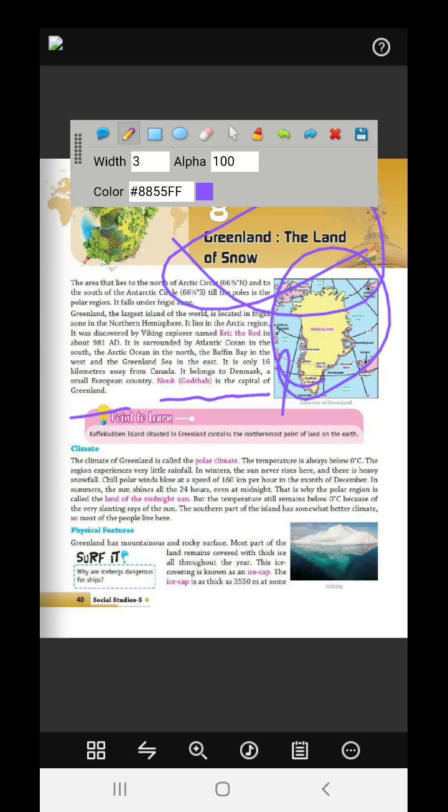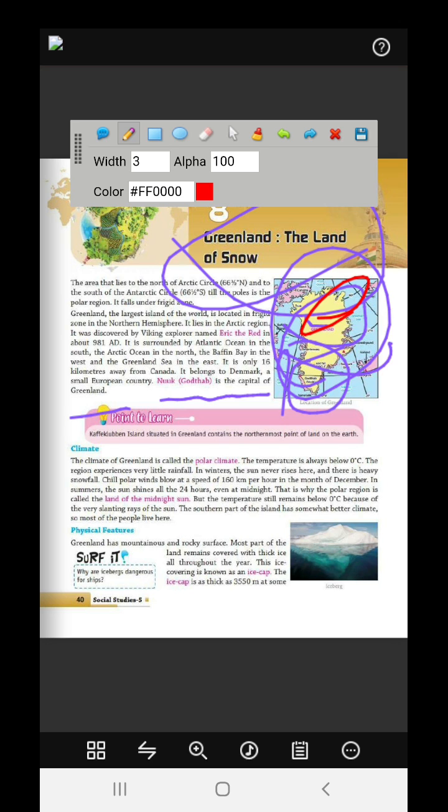The southern part of the island has somewhat a better climate. So most of the people live in the southern part of the island. Like this part actually. You see many cities are growing up over here, but in the northern part, just take a look, no cities actually are there. There are very, very few cities over here. That's why the polar region is also called the land of the midnight sun. That means at midnight also the sun is always shining during the summer months.